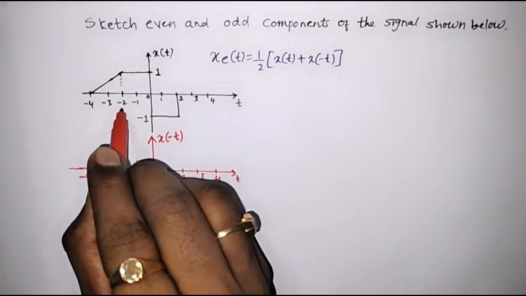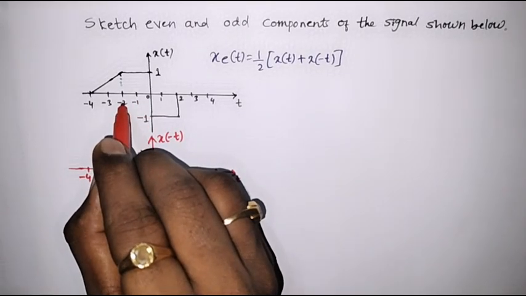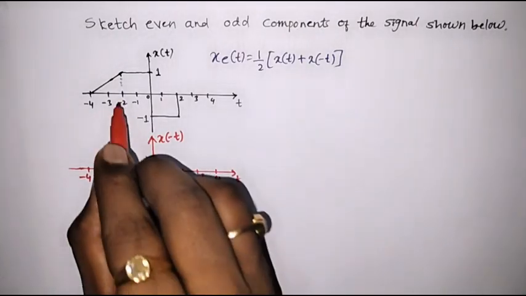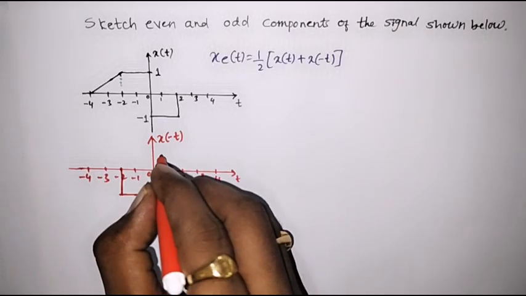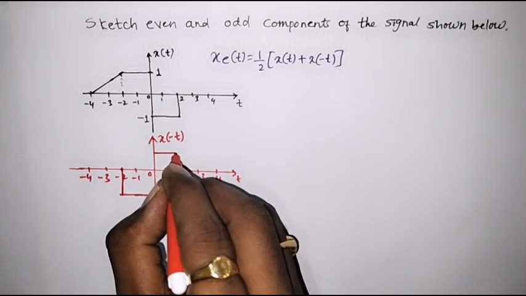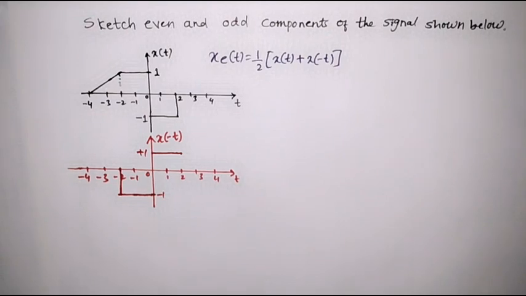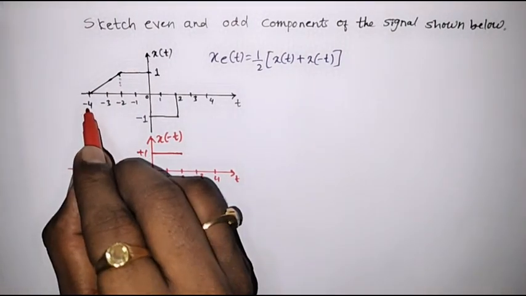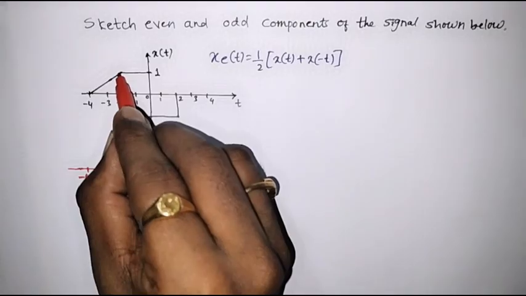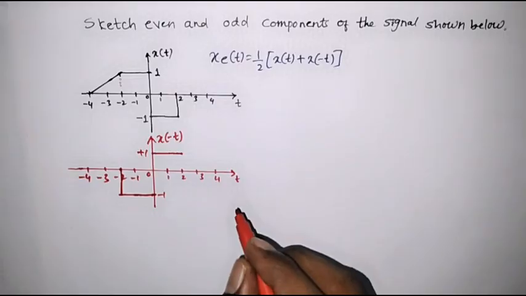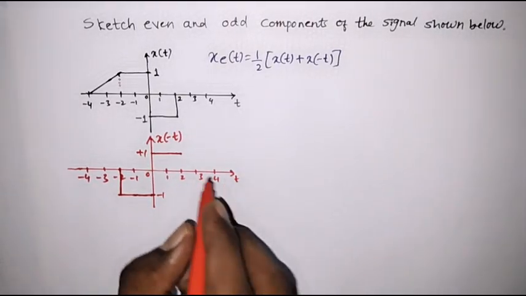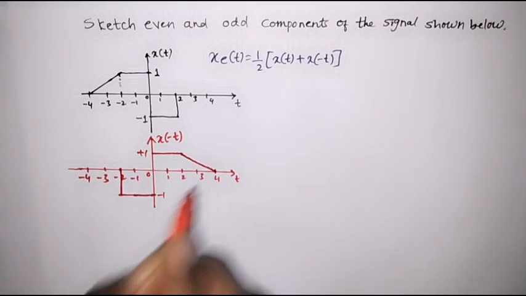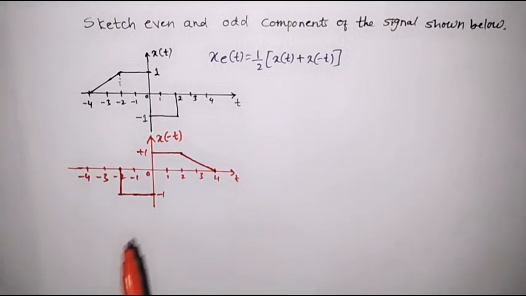Now look at this side. From 0 to minus 2 the amplitude of the signal is 1, so the same thing will appear on the right hand side from 0 to 2. Here from 0 to 2 the amplitude is plus 1. Now from minus 2 to minus 4 there is a decreasing ramp signal, that falls from 1 to 0. So it should be 2 to 4. So this is the x of minus t signal.